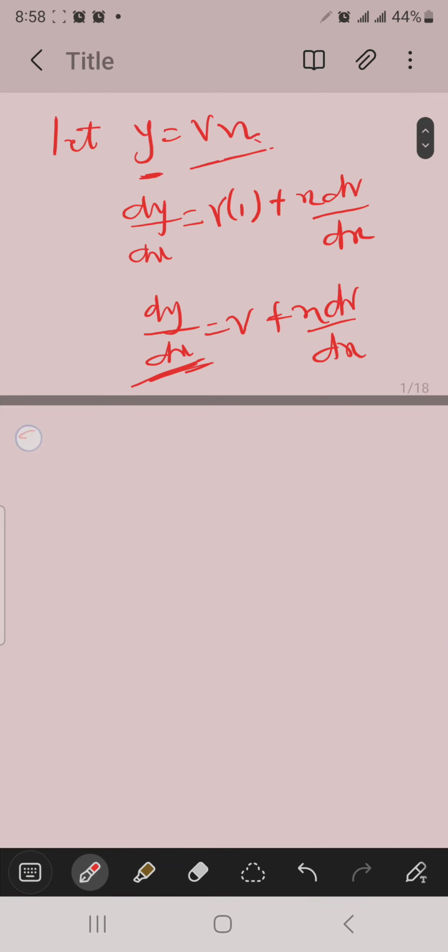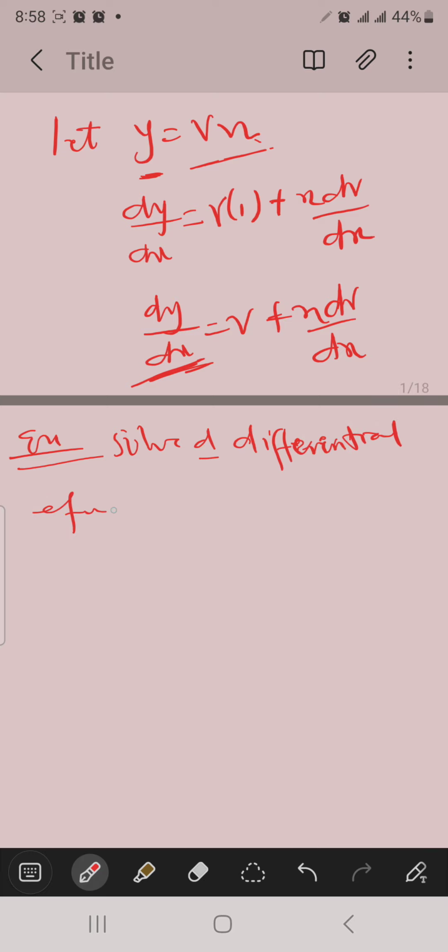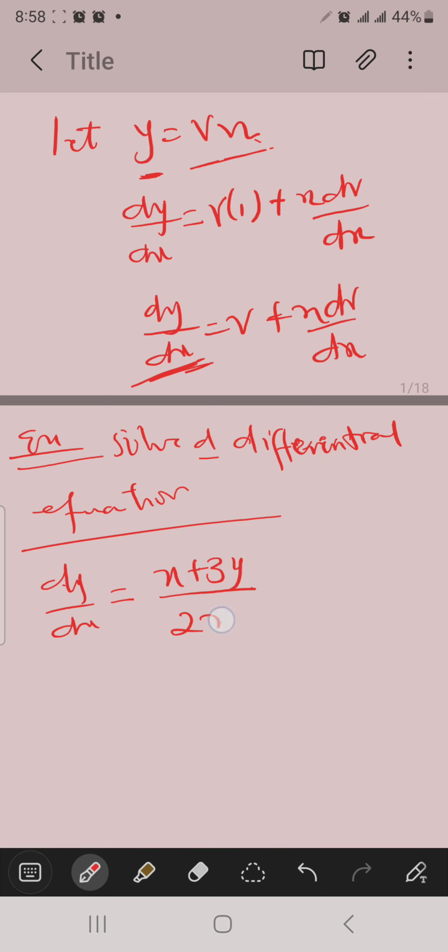Let me do an example. Example 1. The question says we should solve the following differential equation. The equation is dy/dx equals (x plus 3y) over 2x. This is the question.